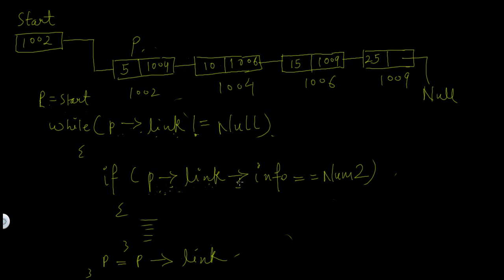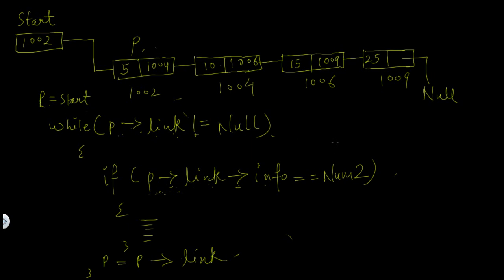Now what does this p arrow operator link arrow operator info mean? Now p link means link part of this node, which is the address of the next node, which according to this example is 1004, and arrow operator info means info part of this node, because p link is always the address of the next node. And what is the info part of that next node? It is this. So this whole thing always means info part of the next node.